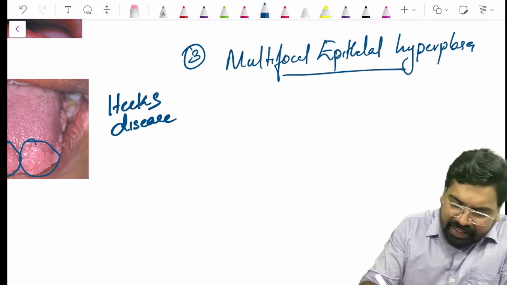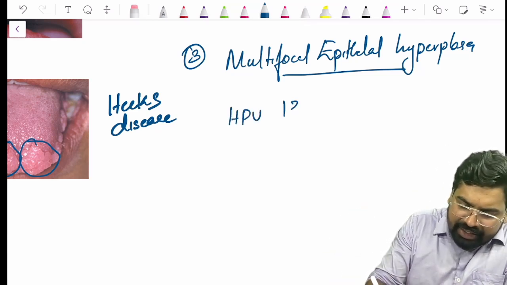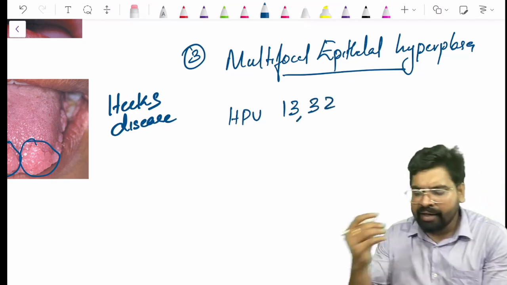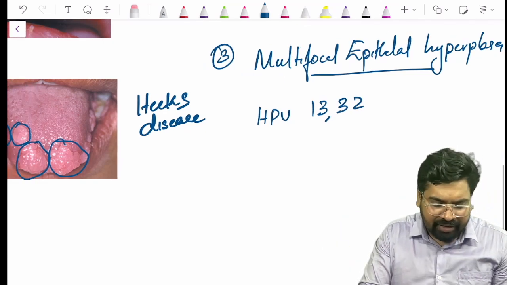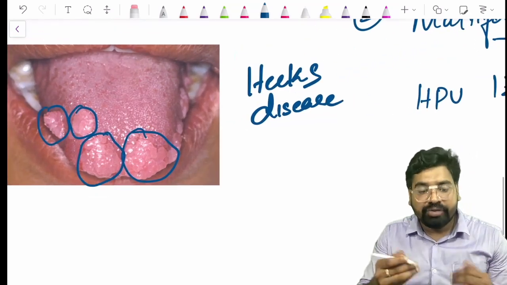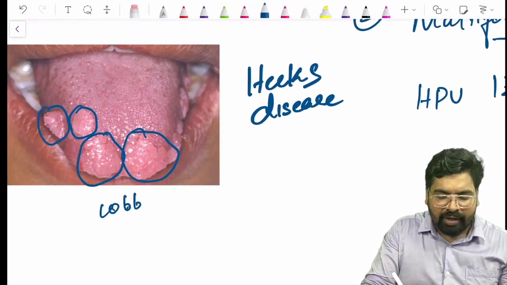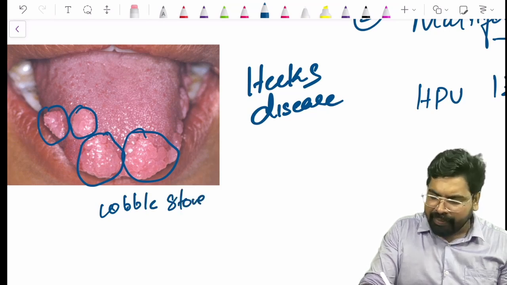Okay, and here it is caused by HPV 13 and 32. Okay, and this appearance, can you see this appearance? It is called cobblestone appearance. Okay, cobblestone appearance.